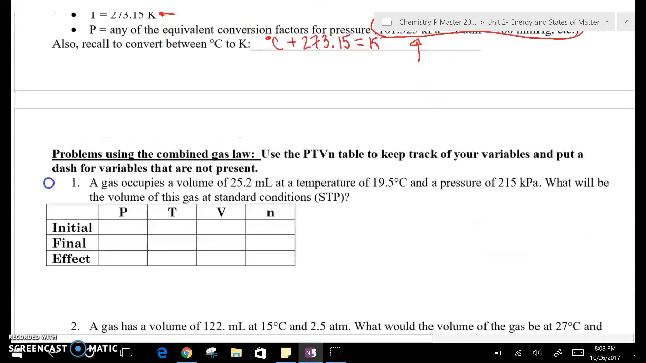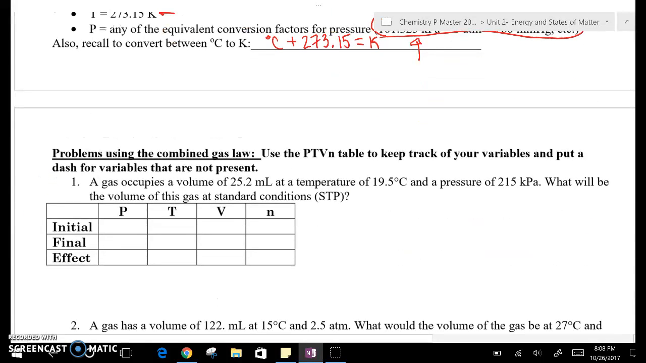In order to help us think through these 4 variables, one thing that I always will want you to do, especially if I don't even give it to you, is use a PTVN table. All this is a place for us to organize what variables we actually have and to figure out how they are changing. This is going to help us make predictions and check our answers at the end.